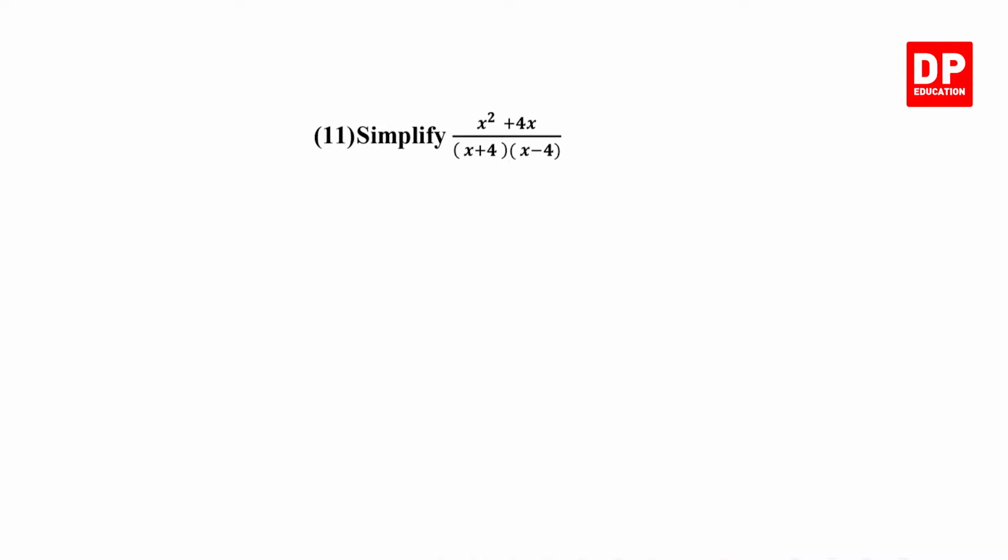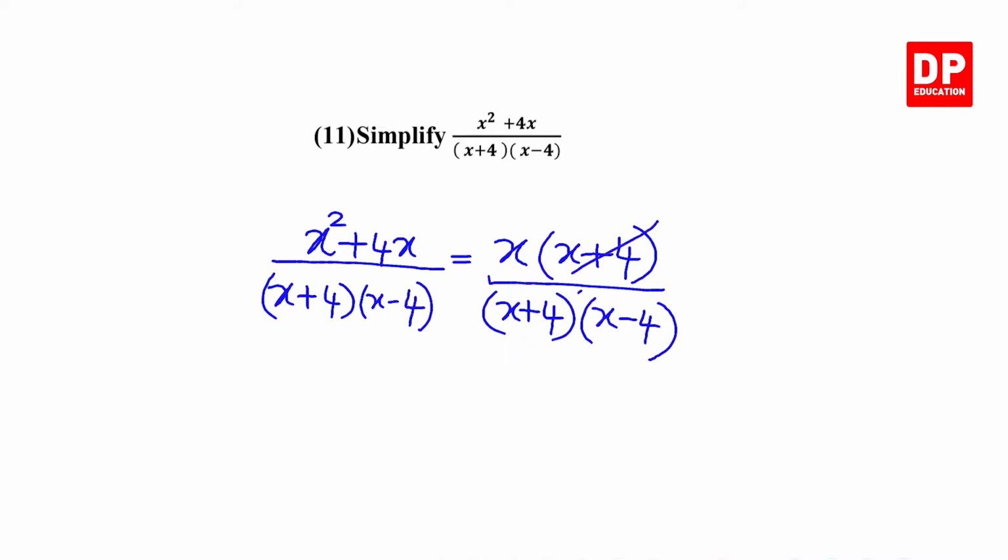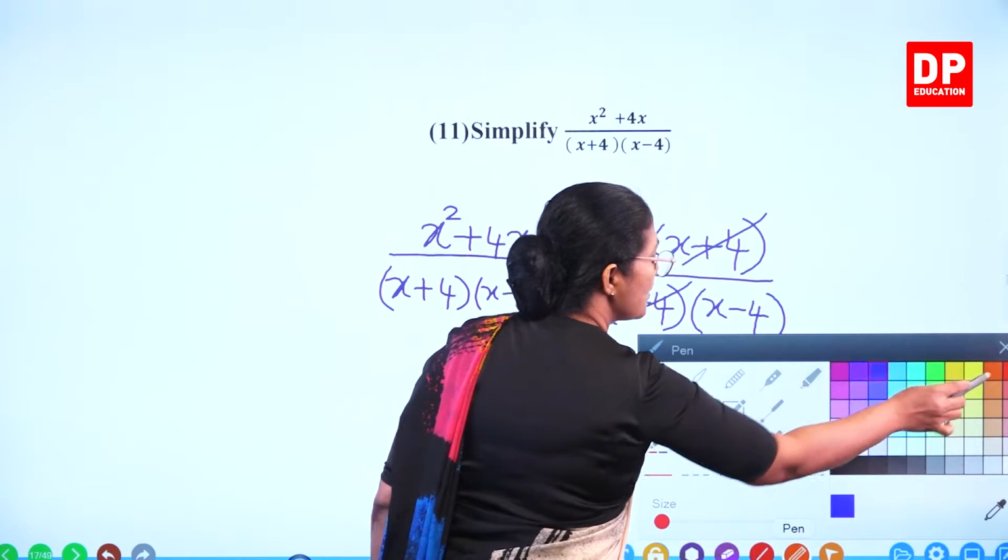Question number 11. Simplify. How do you simplify? You can factorize the numerator. x squared plus 4x. You can factorize and write down x is common, x plus 4. Now you can cross out the common terms in the numerator and the denominator. x plus 4 gets cancelled out. You get x over x minus 4. So 2 marks for that.